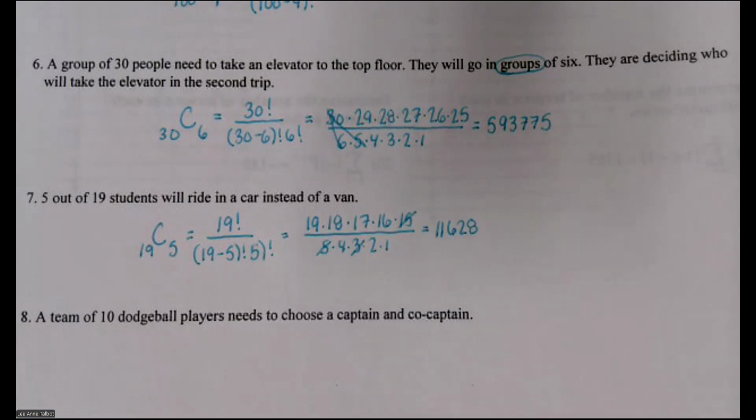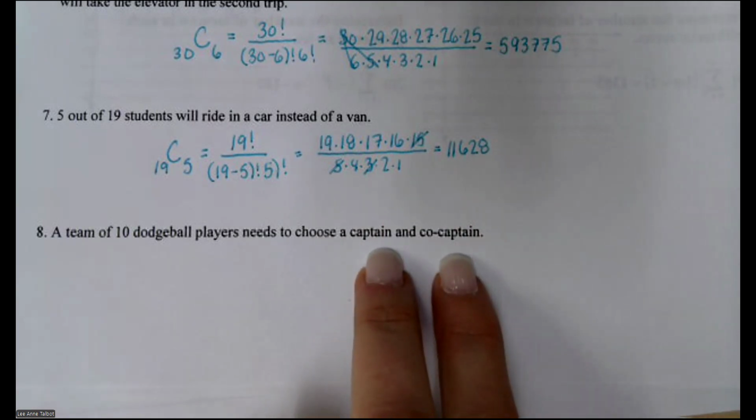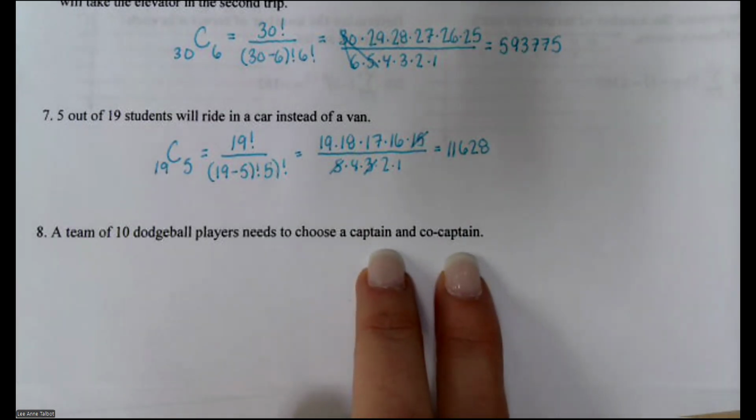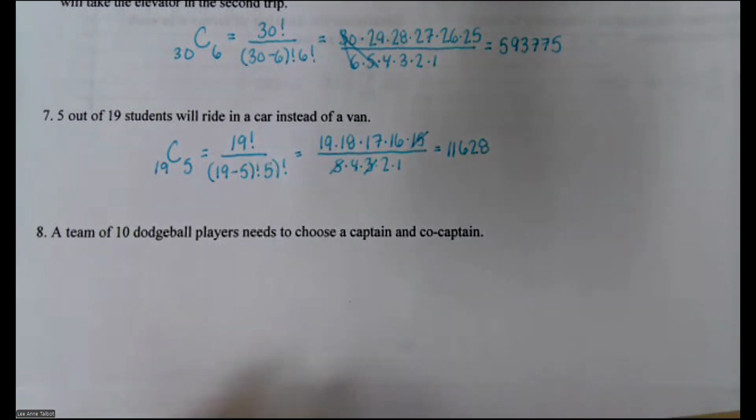Okay, last thing. And this is another thing about CUDA that I hate. Captain and co-captain, just to let you know, in terms of math, are different things. A co-captain is apparently beneath a captain, but if you have two co-captains, they're the same. So this is a permutation. I hate it.